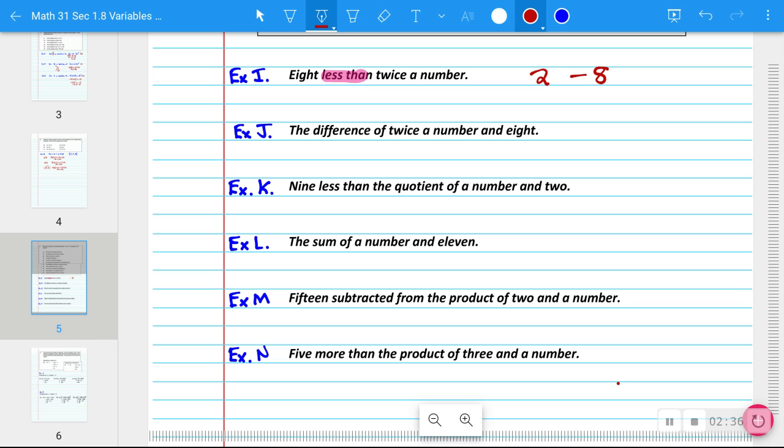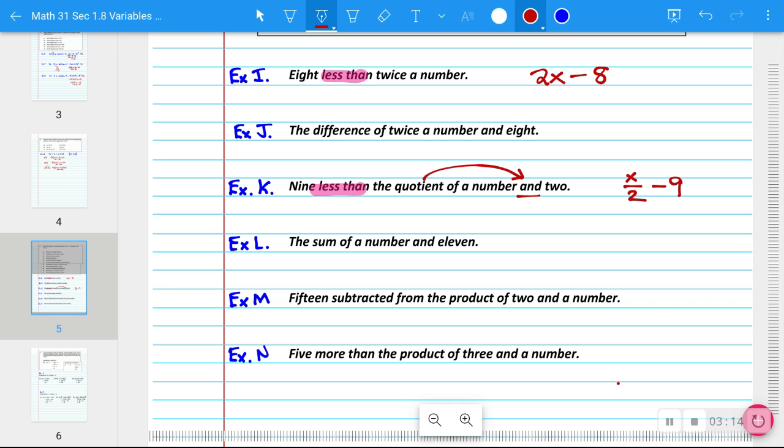8 less than twice a number. All right, we're going to drop down to example K, and we're doing that because it also uses the phrase less than, so you'll get used to this one. It says 9 less than, but there's a whole phrase up here, the quotient of a number and 2. The quotient means dividing, and you put it where the and is. So it's a number x divided by 2, and usually in algebra we write it with a fraction bar. So there's the quotient of a number and 2, 9 less than that.